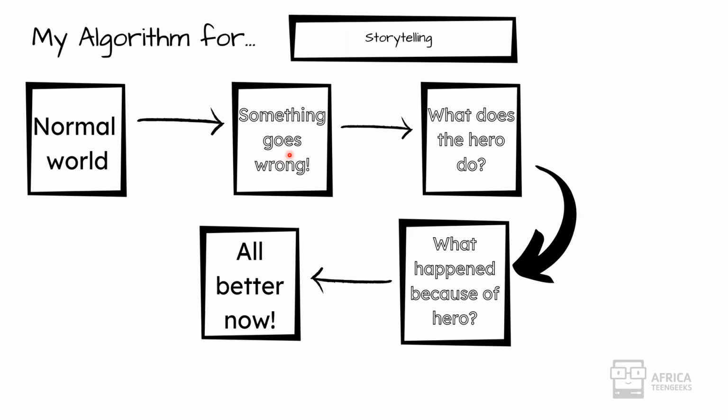But then we've got our main pig, this pig that builds its house out of bricks. Here we go. So it seems to defeat the conflict, or have a way to resolve it a little bit. So what does the hero do? The hero builds a house out of bricks for protection. Then what happened because of the hero? Well, the wolf tried its normal algorithm as well of huffing and puffing, but that didn't work.